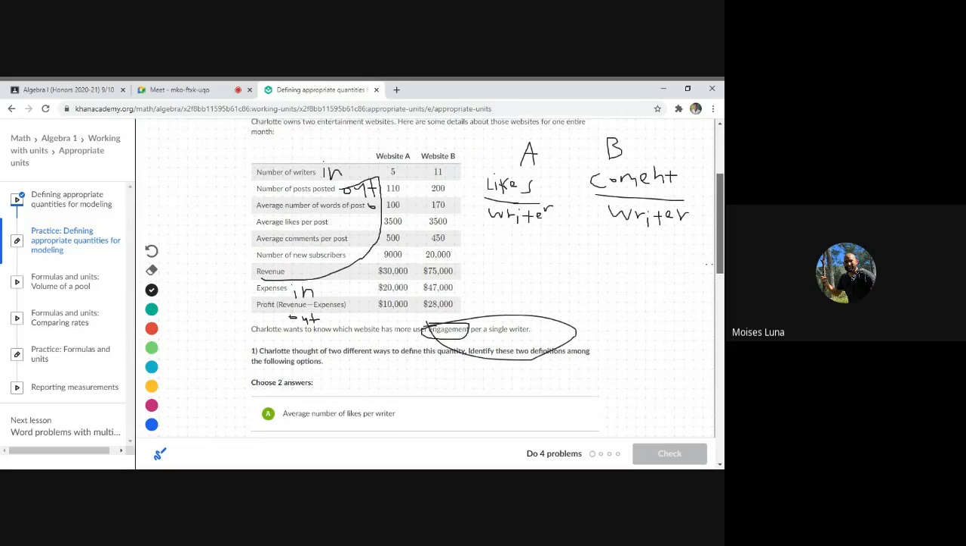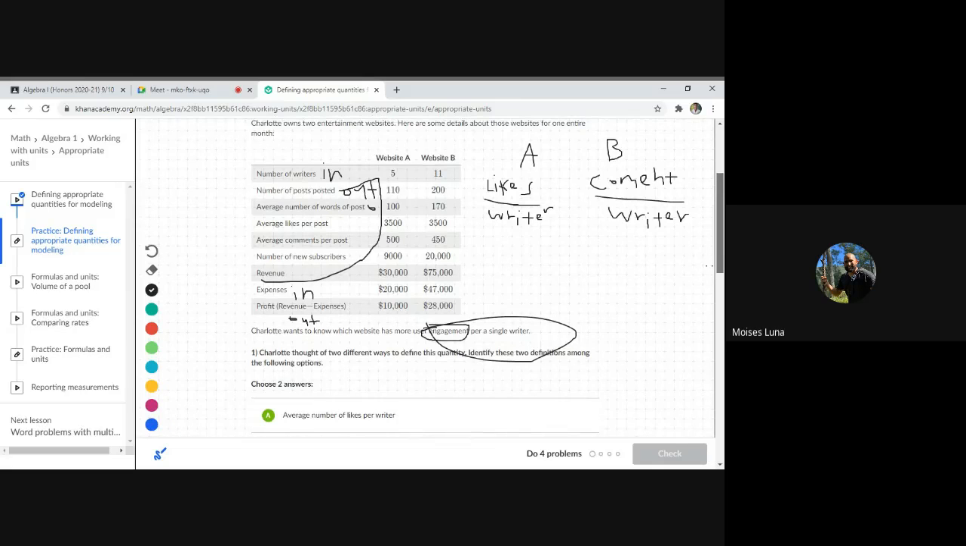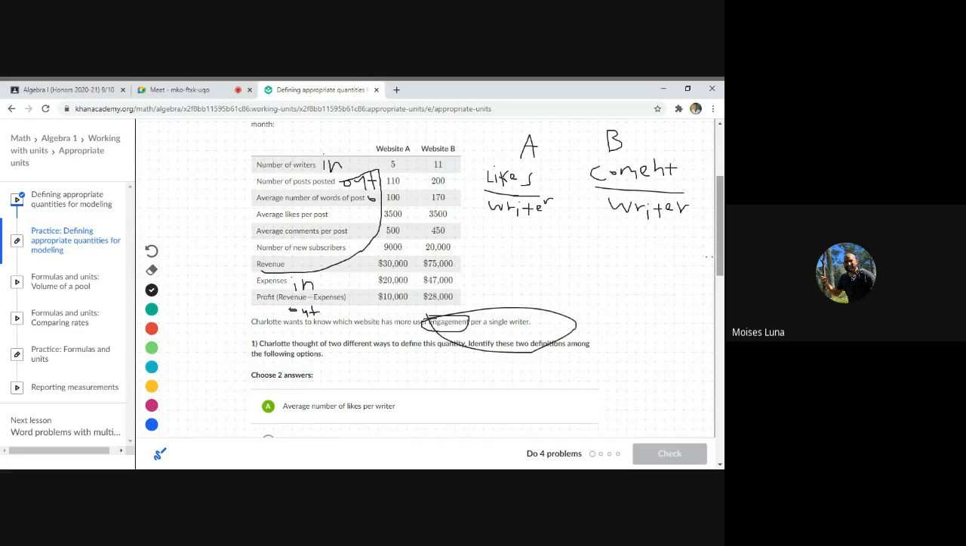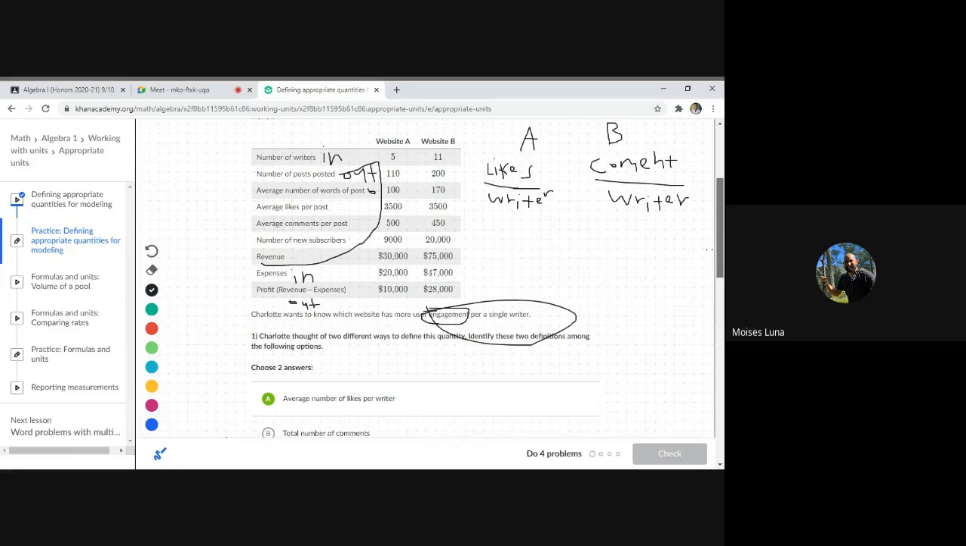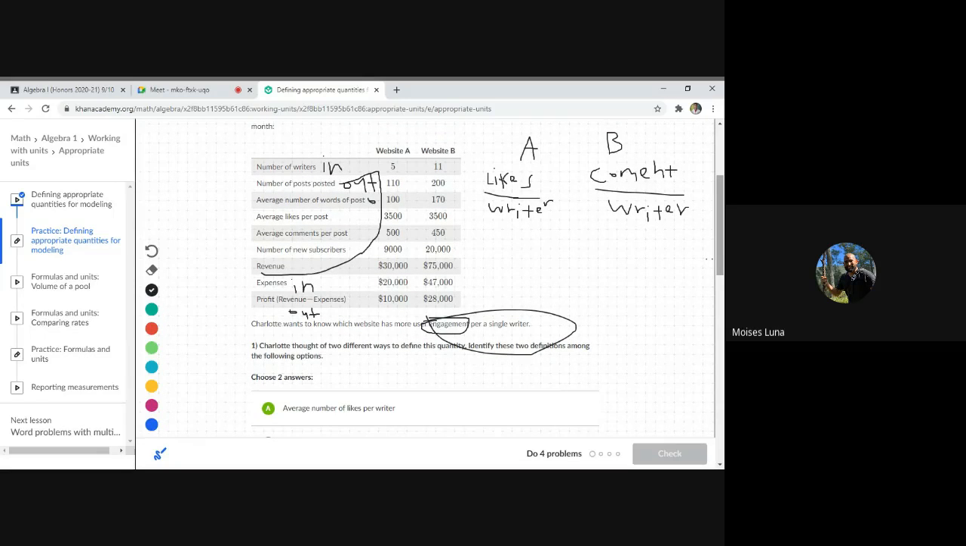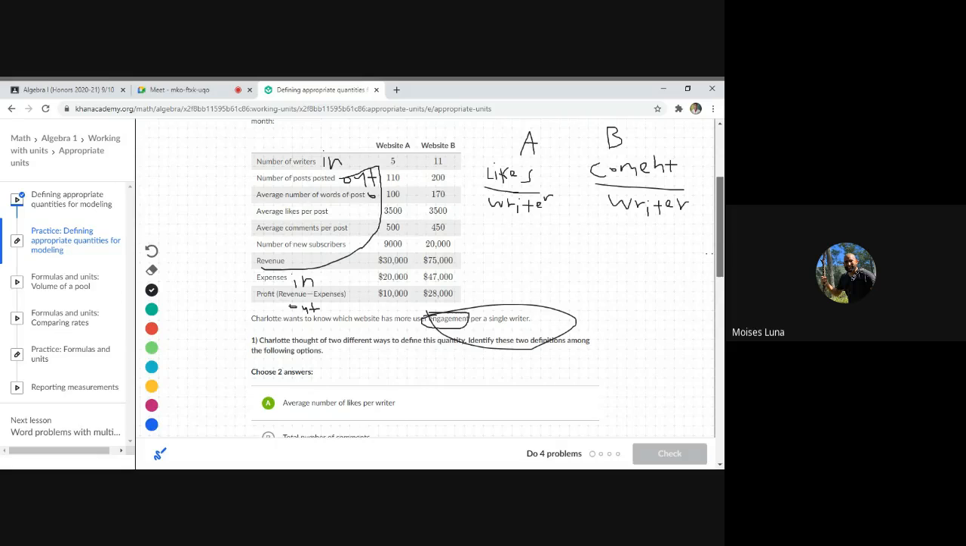But you need to know that you should write this comment per writer down here as well, because you're trying to get likes per writer and comment per writer of A, and both numbers must be bigger than this one here, because these are not the same. Likes per writer is not equal to comment per writer. So delete that one there and write it right below A. So you mean comment per writer? You mean to write it right below A?